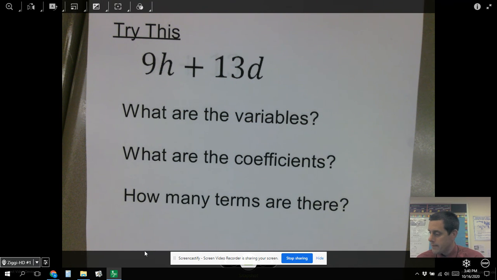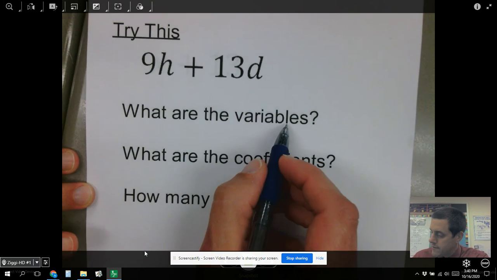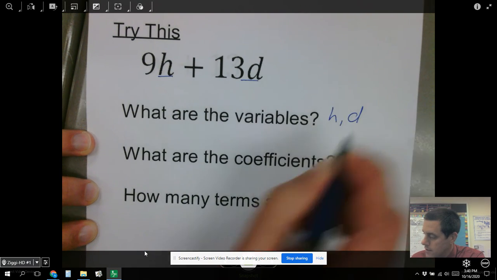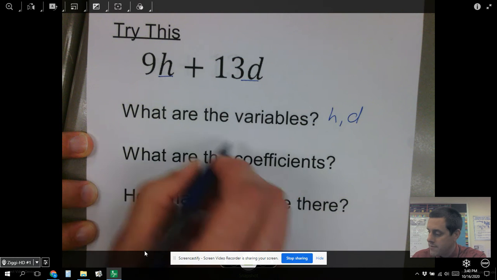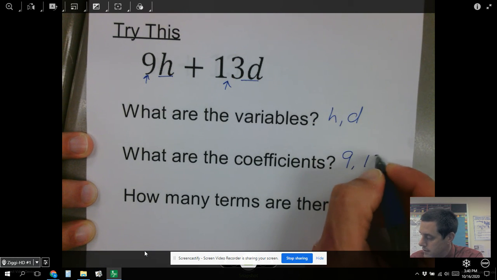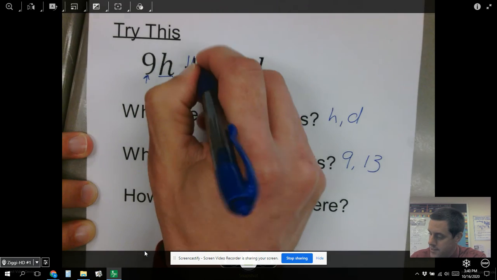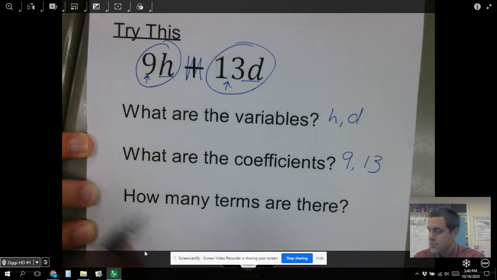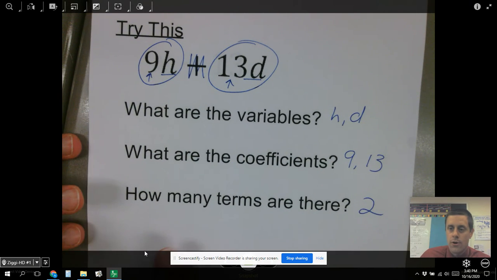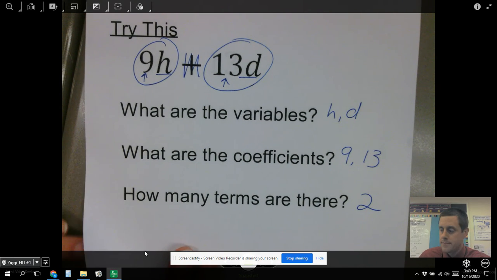All right, let's check your work. Variables, h and d. Coefficients, the numbers being multiplied times the variables. We have 9 and 13. And how many terms? Here's a plus sign separating those two sides. So 9h is a term, 13d is a term. There are 2 total terms in this expression.